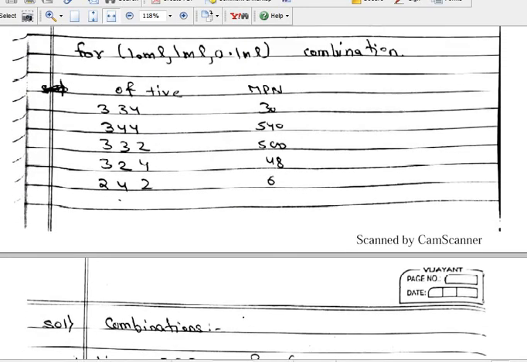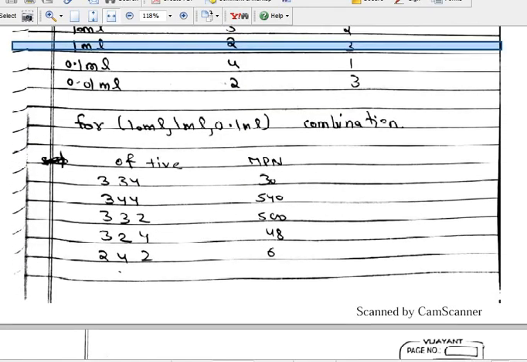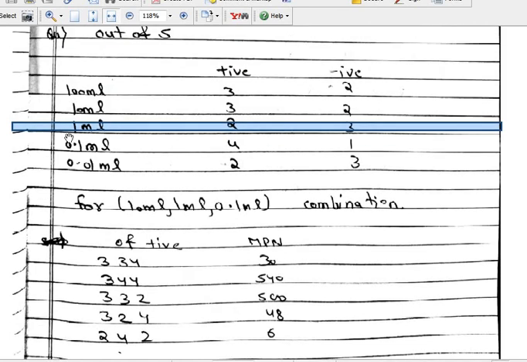Similarly, we can take one more combination. See here, we may take like this also, 1, 0.1 and 0.01. This also we can take. So if it is so, what is our positive tube combination? It is 2, 4 and 2. So for 2, 4, 2, our ambient value is 6. Correct? For 2, 4, 2, our ambient value is 6.